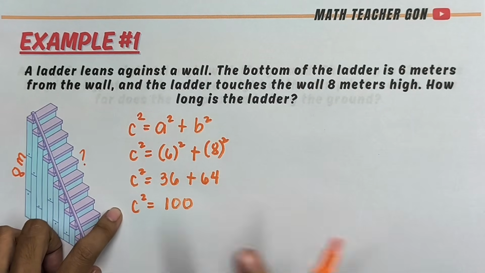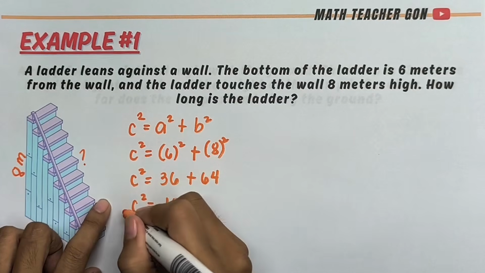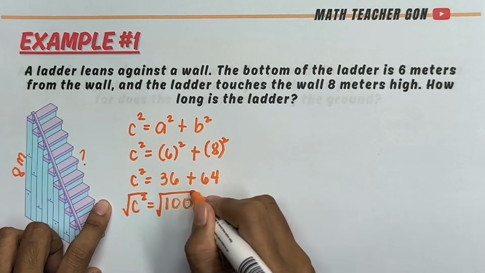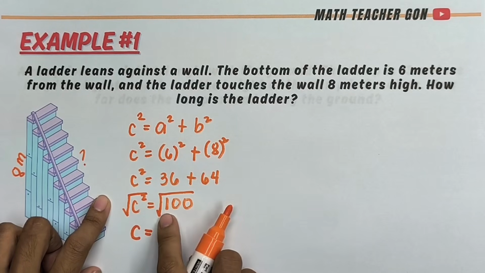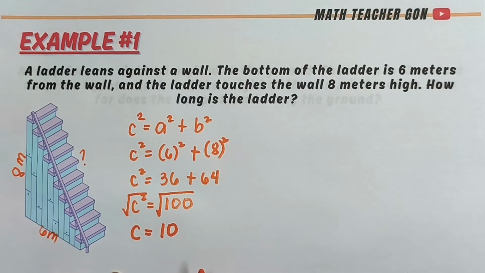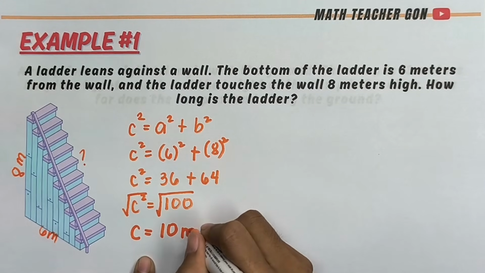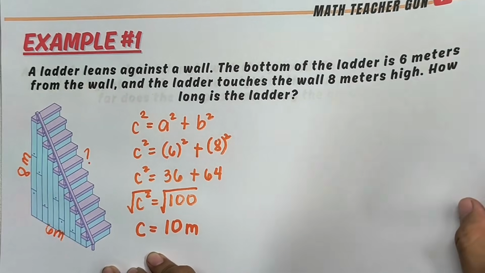And since you have here a square, we have to solve this by extracting the square root. So the square root of C squared is C, and the square root of 100 is 10. So meaning, the ladder measures 10 meters. Don't forget the unit. 10 meters. Okay? So another example.